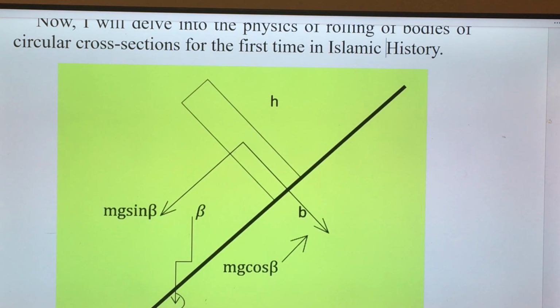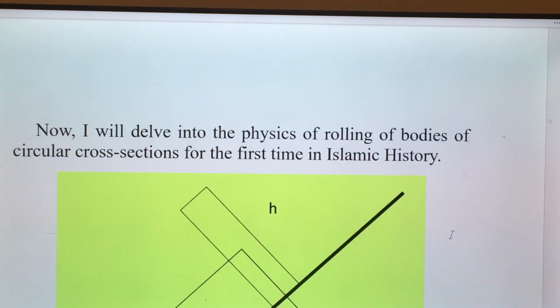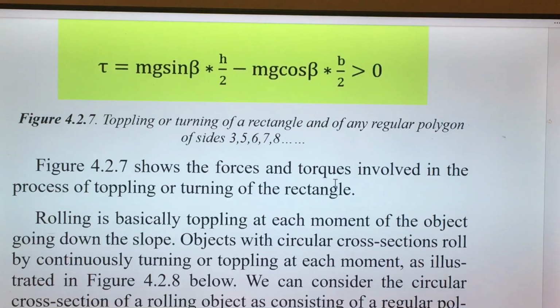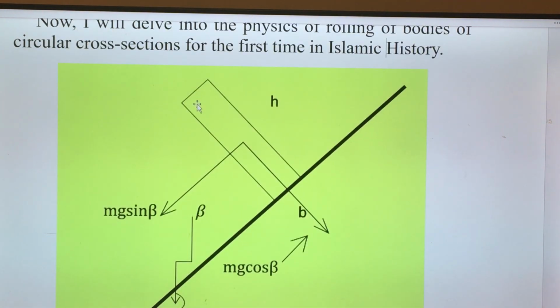Okay guys, so my today's video is about the physics of rolling of bodies of circular cross sections for the first time in Islamic history. Okay guys, you can see toppling or turning of a rectangle in this figure.